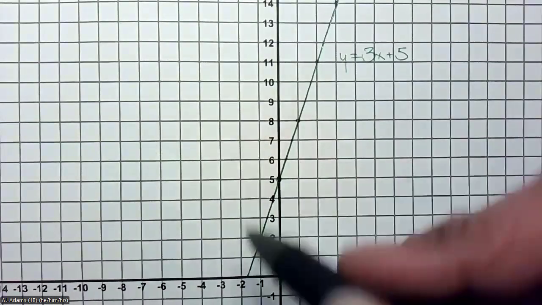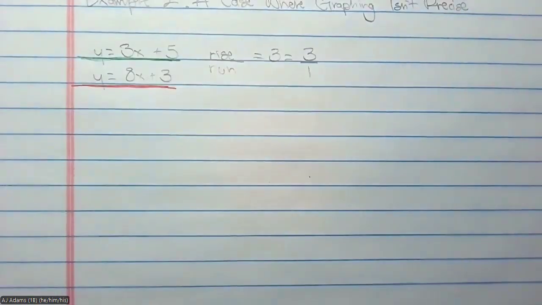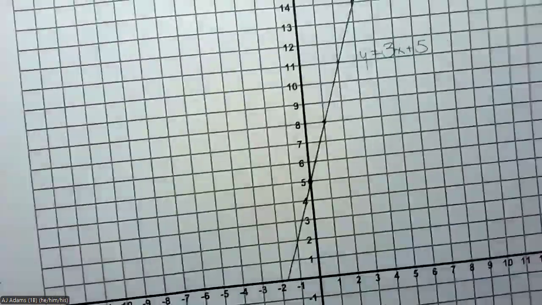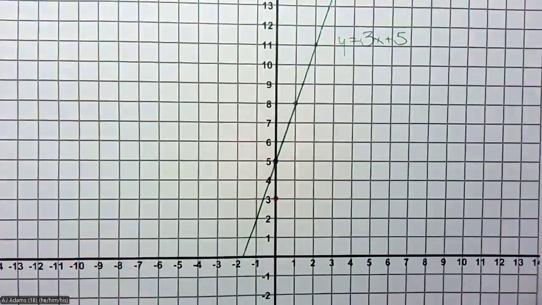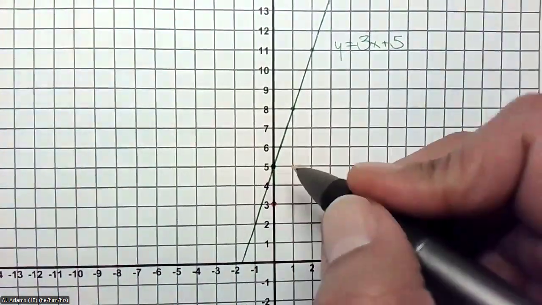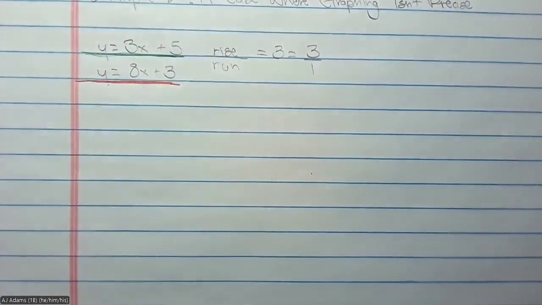So we'll go up 3 from the origin to plot the y-intercept. And then we need to go up 8 over 1. So, right, because the slope, let's do this again.